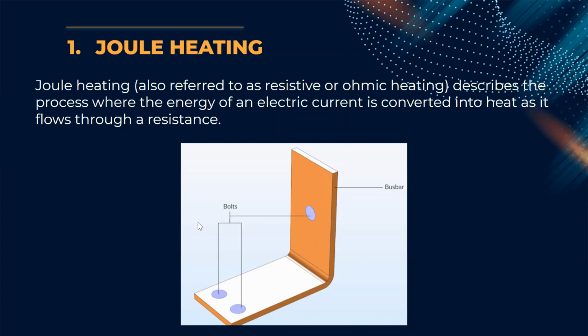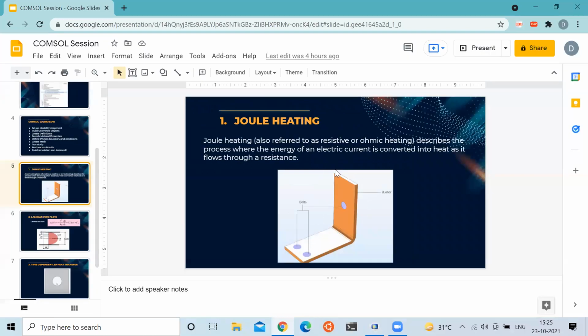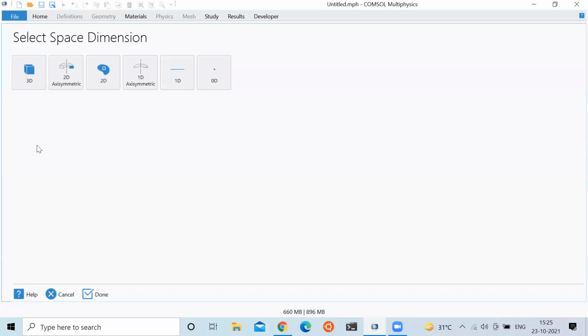You can see that the model we are going to simulate is 3-dimensional, so this is what we are going to choose in COMSOL as well. Just keep in mind this diagram, okay? First I'll explain what all dimensions we have. We have 3-dimensional, as I just showed. Then we have 2D axisymmetric.